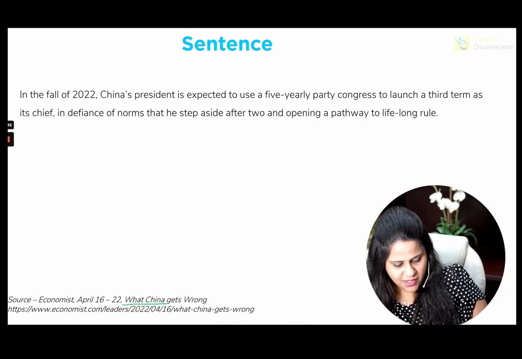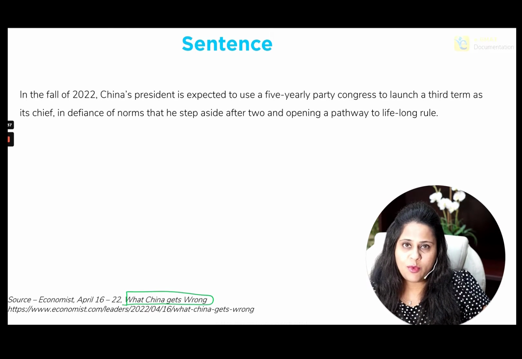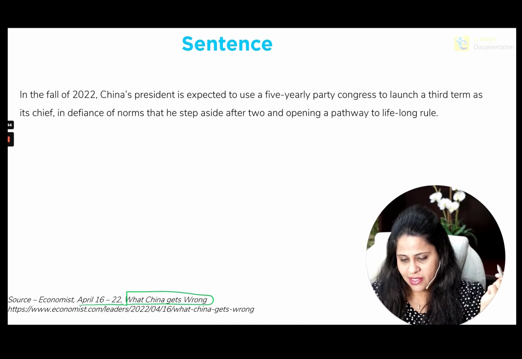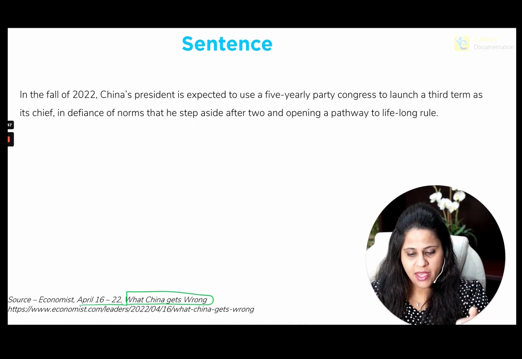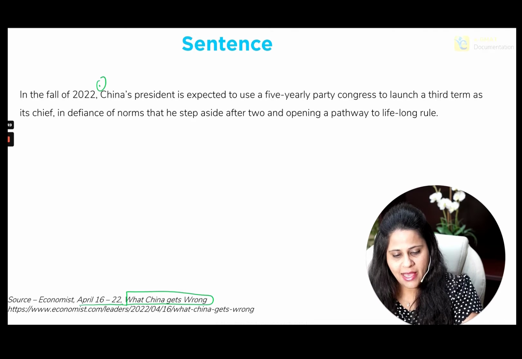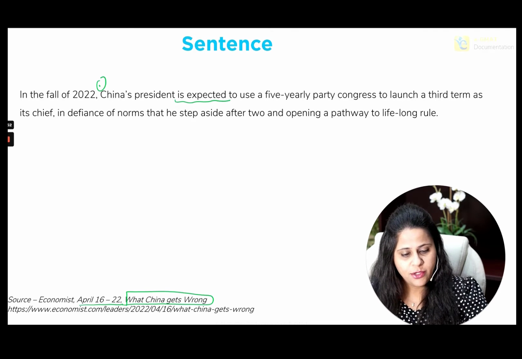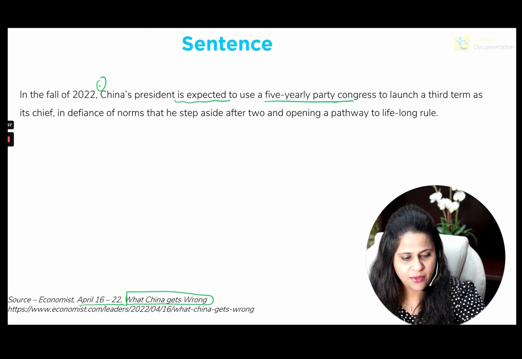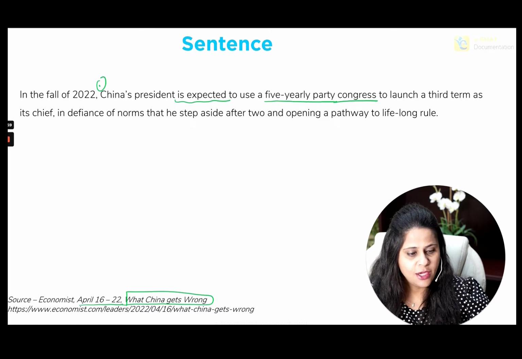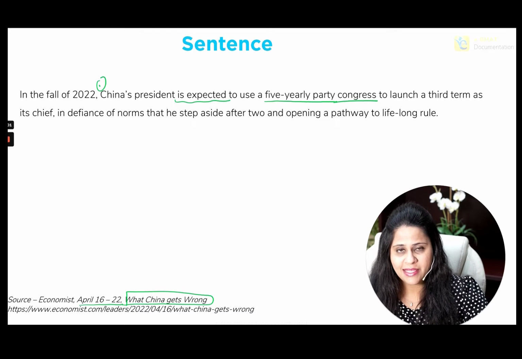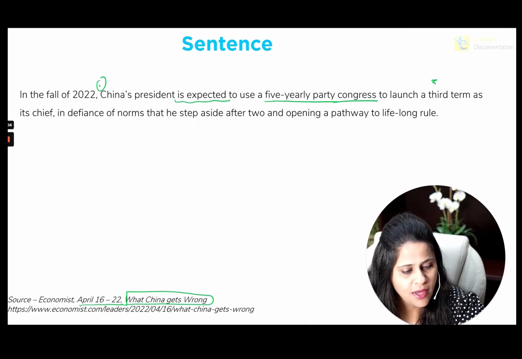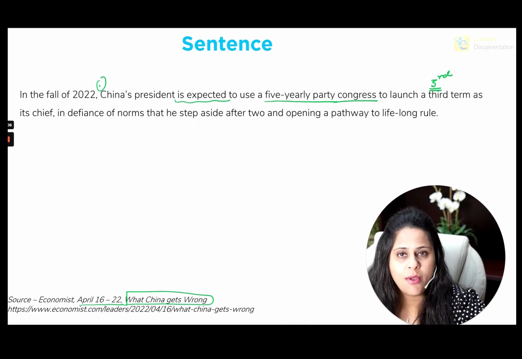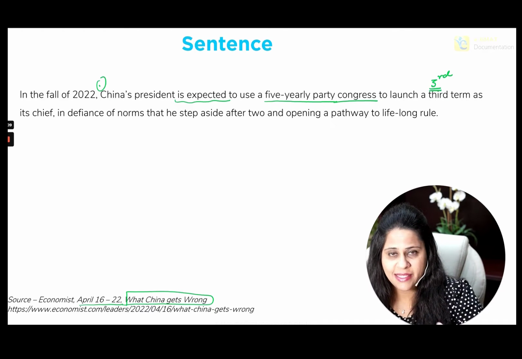I got the sentence from this very interestingly written article, "What China Gets Wrong." It's in this edition of the Economist, April 16 to April 22nd. So let's read this sentence. "In the fall of 2022, China's president is expected to use a 5-yearly party congress to launch a third term as its chief." Okay, so China's president wants to launch a third term as its chief.